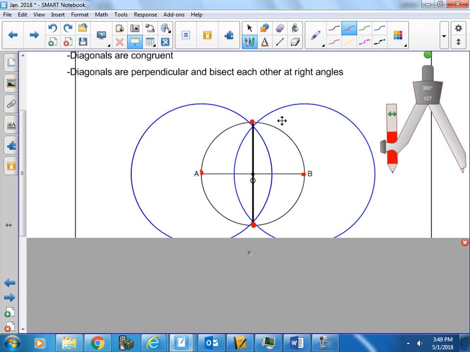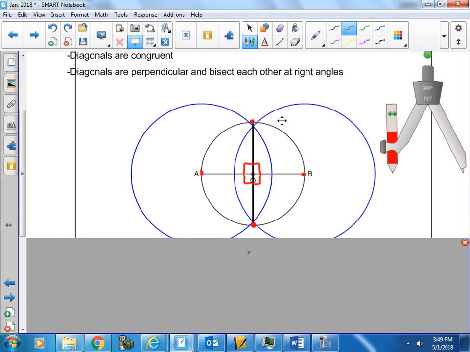All right? So what you actually have here are the diagonals of a square. And the reason why you know they're congruent is because they are both diameters of the circle. So we know they're congruent. Also, we know that they are perpendicular to each other and that these are right angles because what we did was the perpendicular bisector. By definition, that's going to create 2 line segments that are perpendicular and cross at right angles.